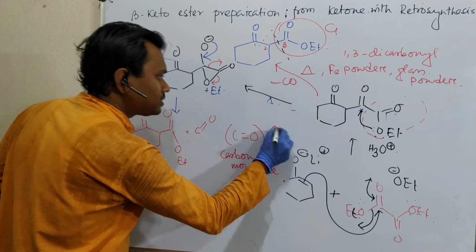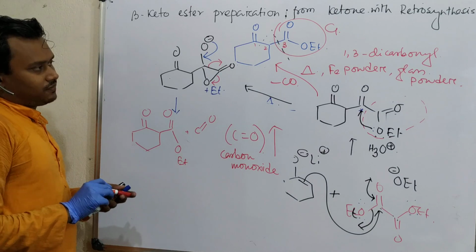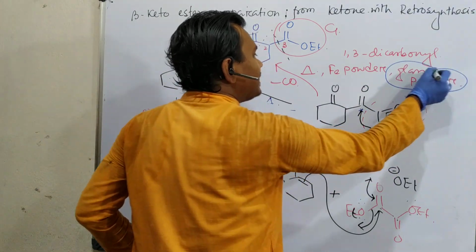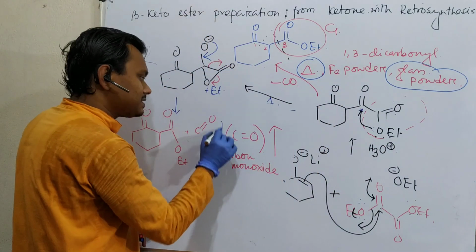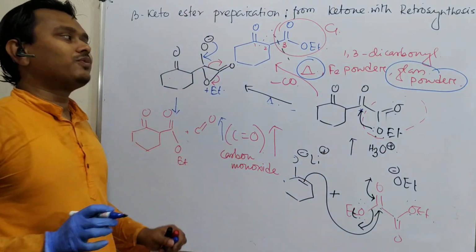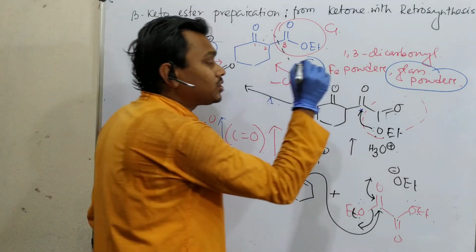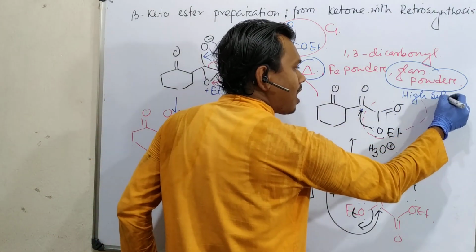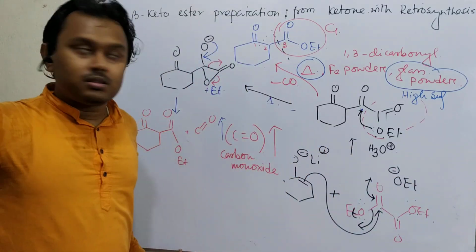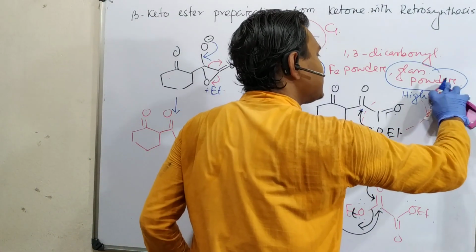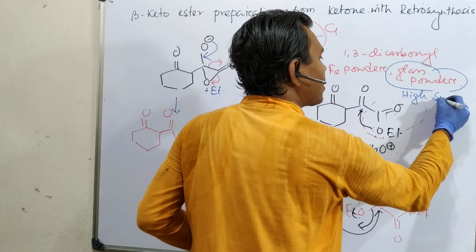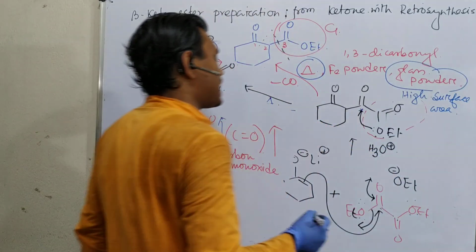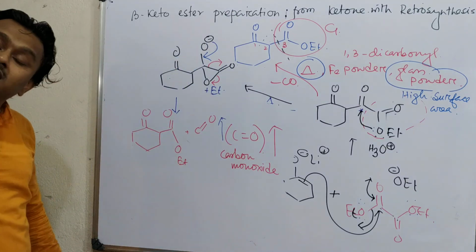Which goes out this. See what we have taken for this purpose. We have taken iron powder or glass powder and heated. So during this heating, this carbon monoxide will go. Now question, what is the advantage of this powder? Because of their high surface area, this process becomes relatively easier.